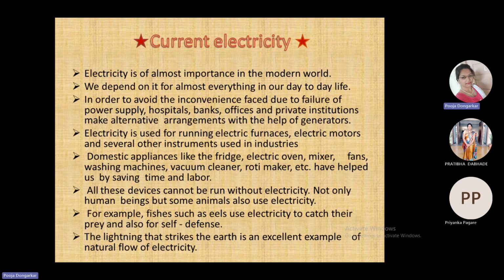First, we see the current electricity. What is electricity? Everyone knows about electricity. What is important in our life? Electricity.